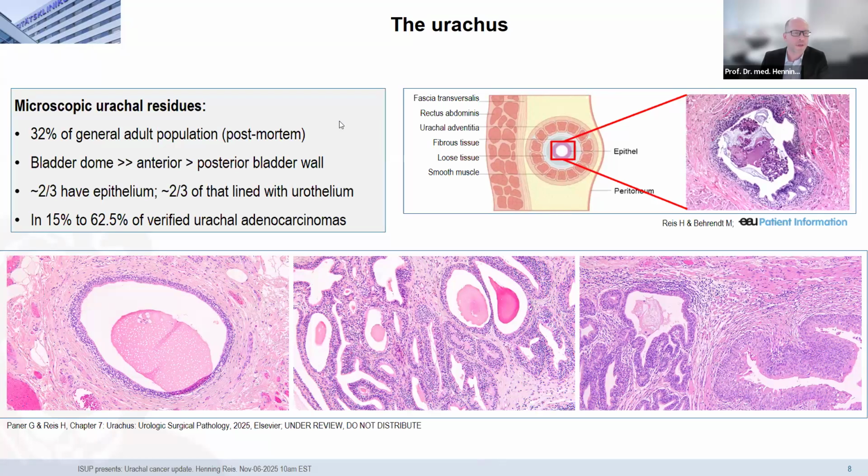There is one study which analyzed how many microscopic urachal remnants there are. It's said to be 32% of the general adult population, in a post-mortem study, and usually they are located in the bladder dome, very rarely in the anterior or posterior wall. And this is important also for later classification. Urachal remnants can only be seen in 15 to 62.5% of verified urachal adenocarcinomas. This is important for later classification.